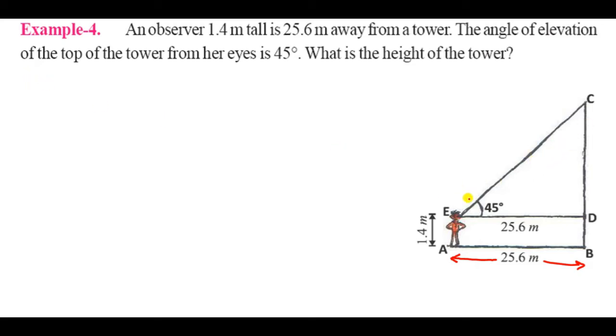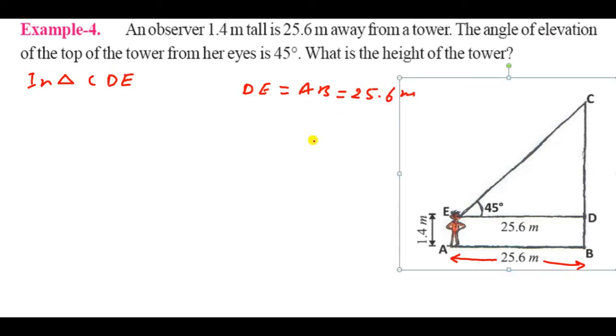In triangle CDE, as you know, DE is equal to AB, and that is 25.6 meter. Now in triangle CDE, take tan 45 degree. Tan 45 degree is CD upon ED. Perpendicular upon base, this one is perpendicular and it is your base.